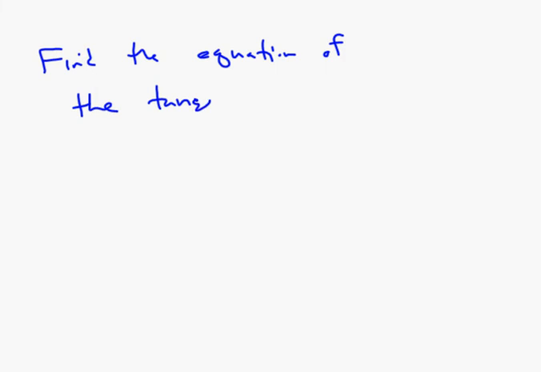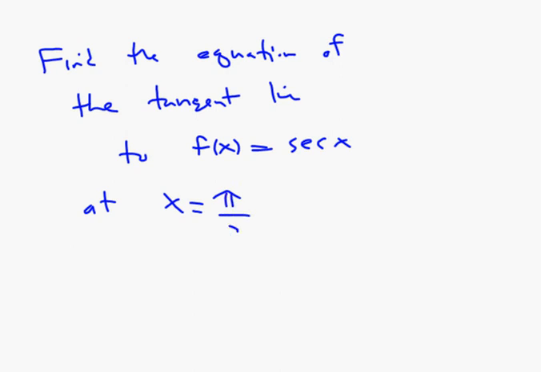So let's try a problem like we started off today. Find the equation of the tangent line to f of x equals secant x at x equals pi over 3. And this would be a problem you should be able to do without a calculator. This would be a no calculator problem. Let's give this a shot.